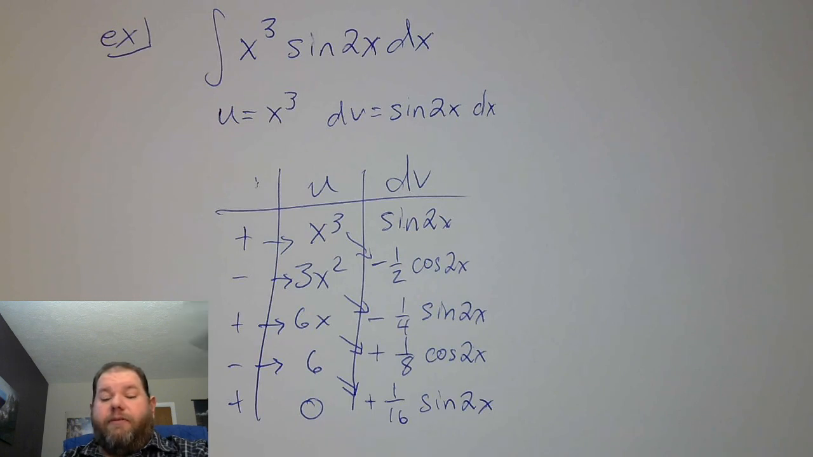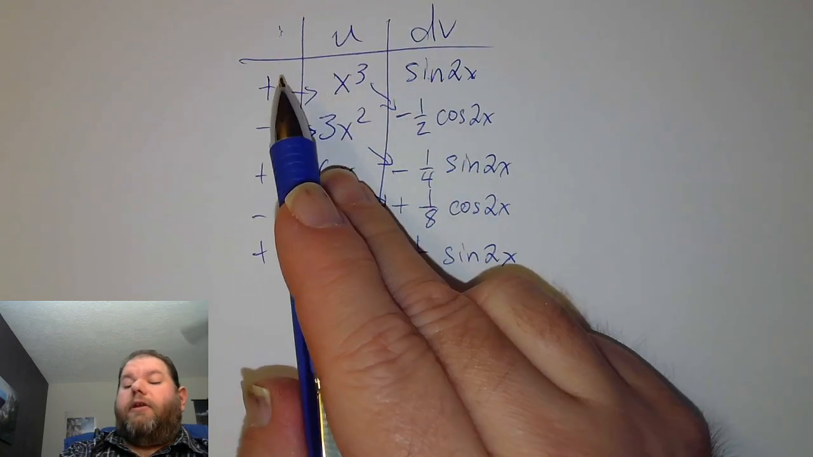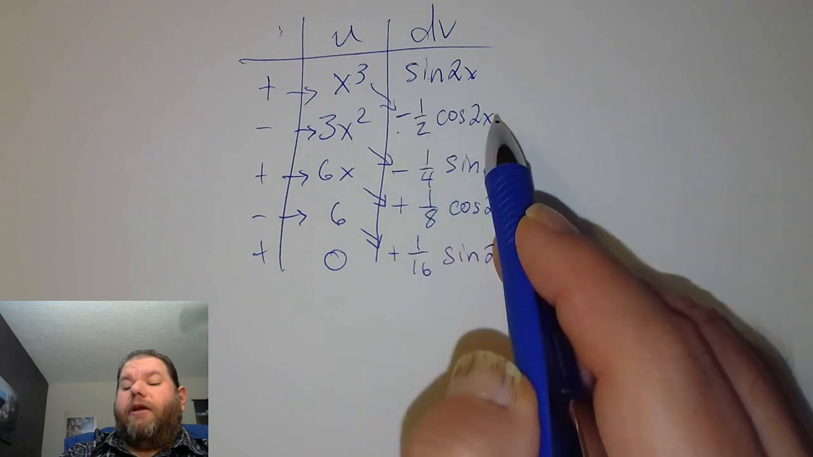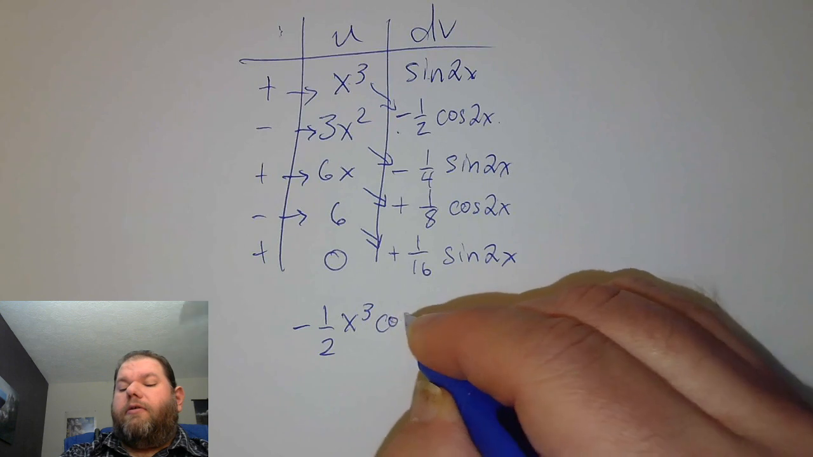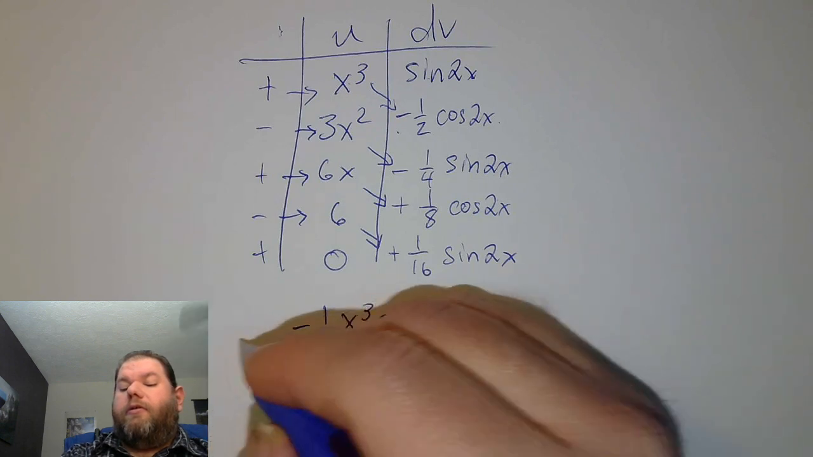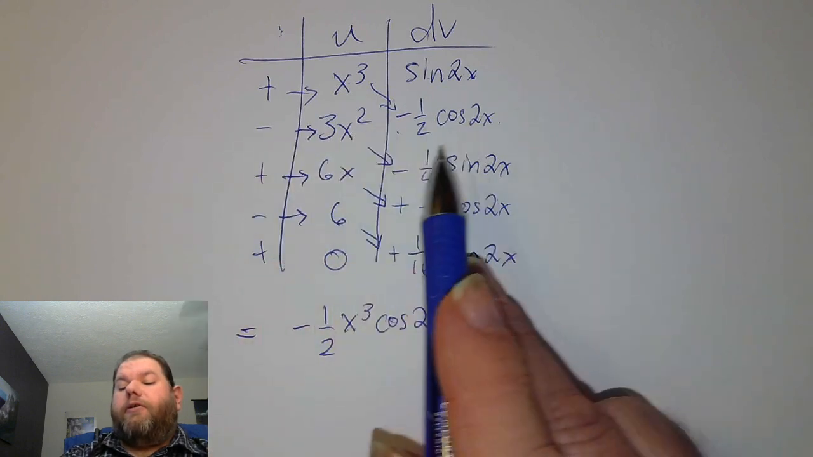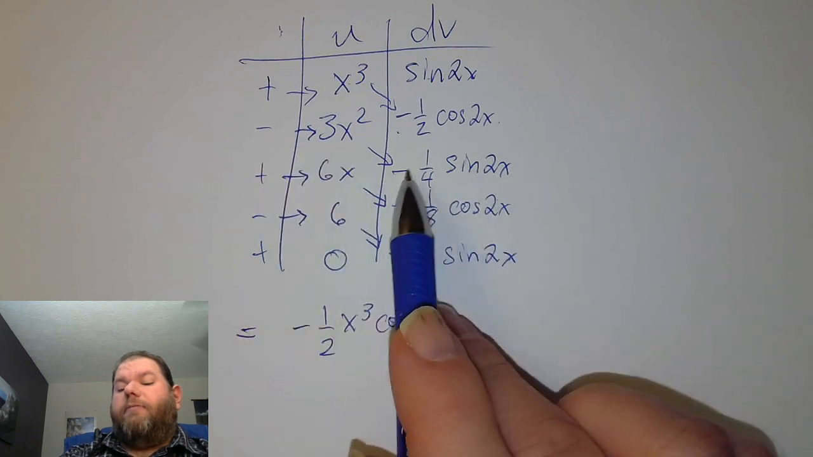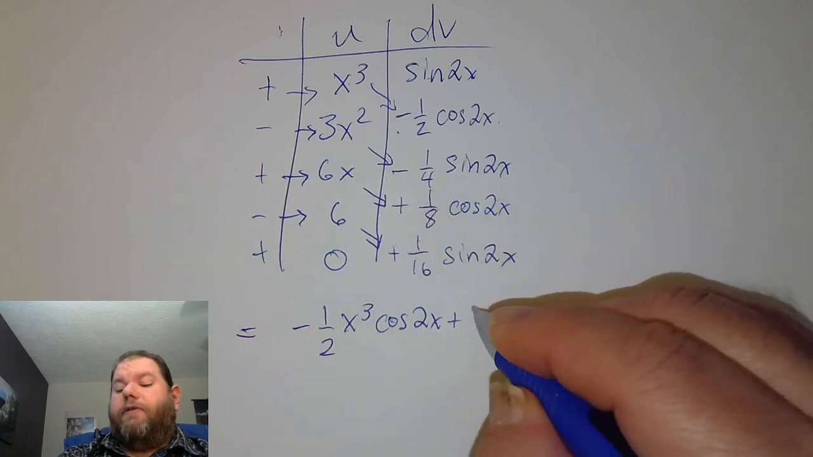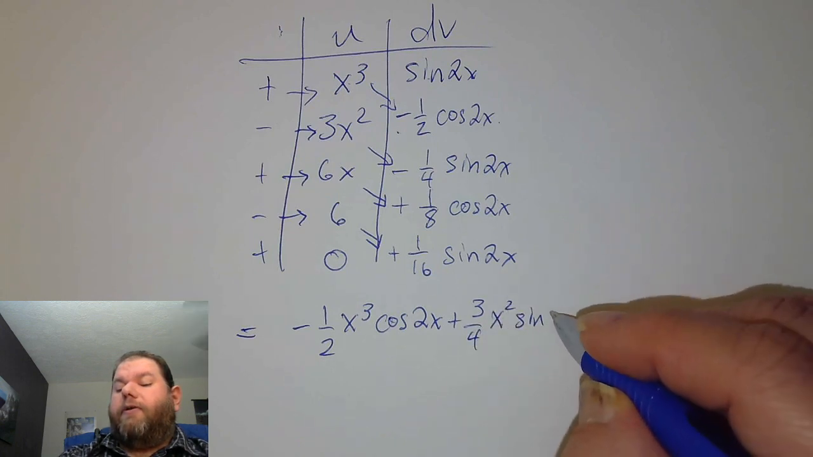So you get the idea, hopefully. So let's write our answer out. So we get x cubed times negative 1/2 cosine 2x minus 3x squared times negative 1/4 sine 2x. So minus 3 times minus 1/4 would be positive 3/4 x squared sine 2x.